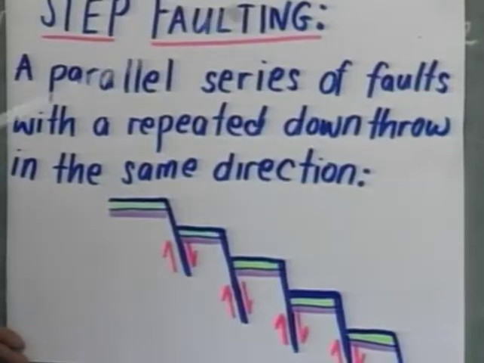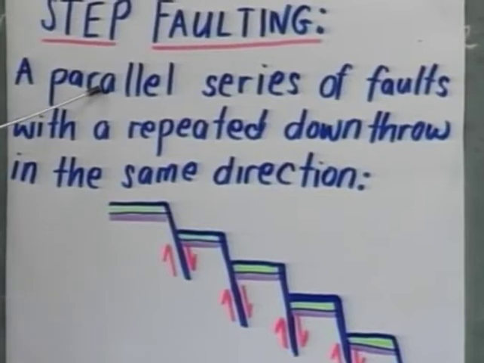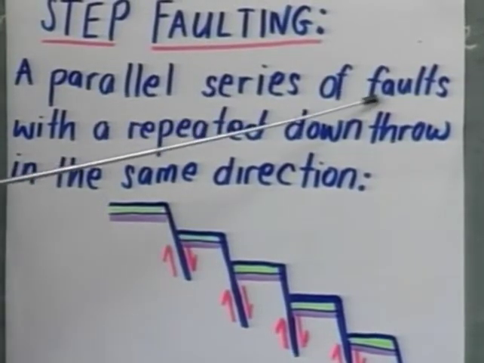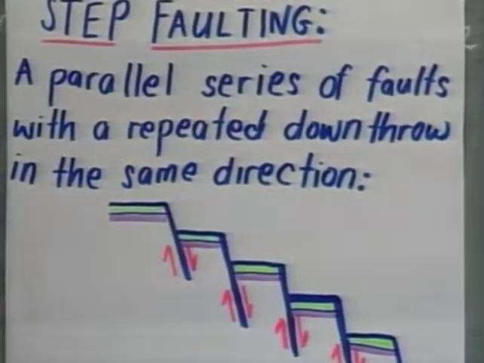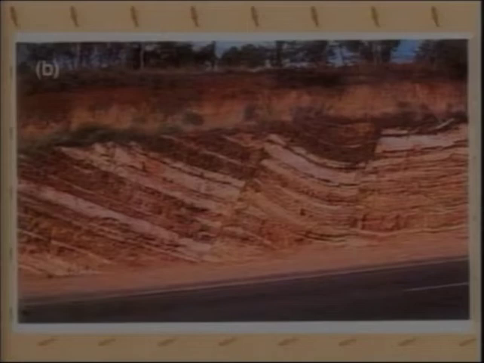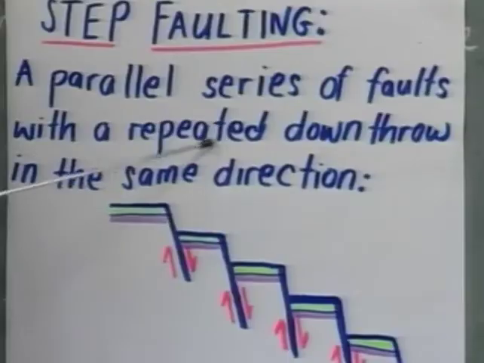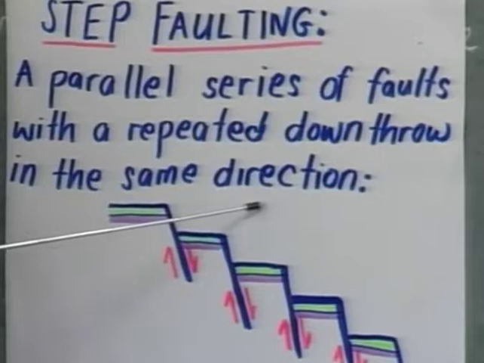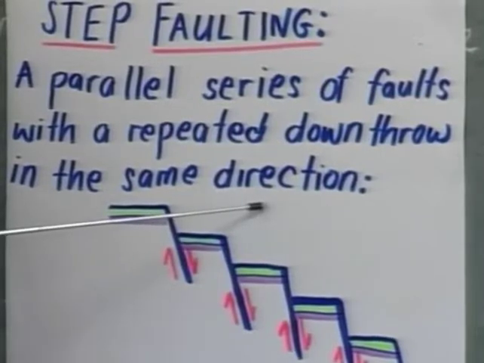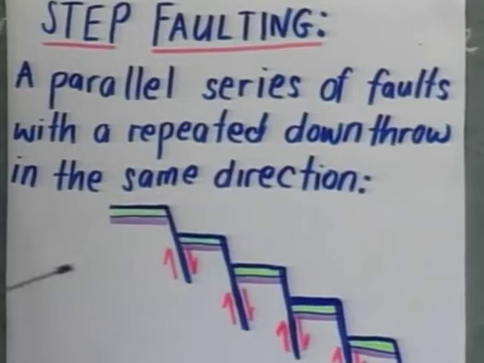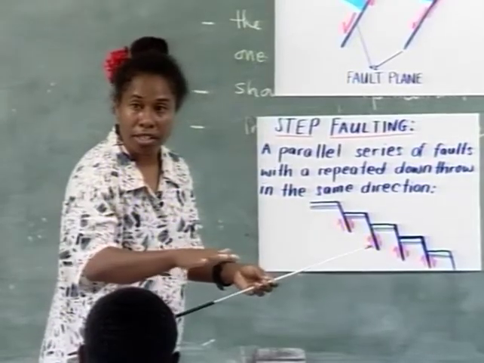A simple definition of what step faulting is: it is a parallel series of faults. On our diagram here we had two. We could also have more than two fault lines. What has happened is a repeated down throw in the same direction. We all should know what a down throw is. Remember what we've covered on the terms associated with nature of fault? A down throw is simply the area which has been depressed.